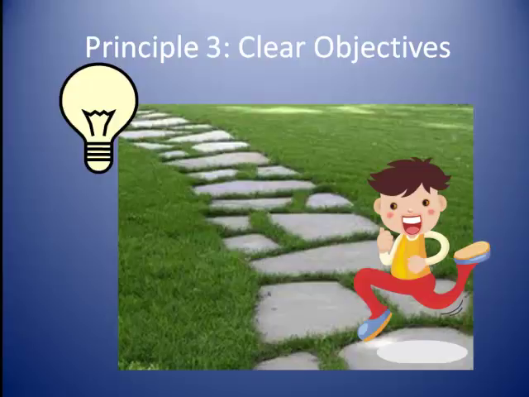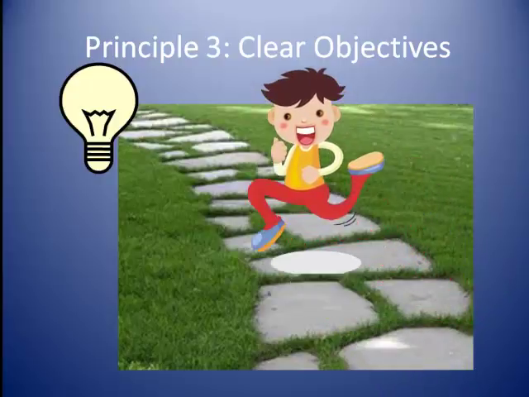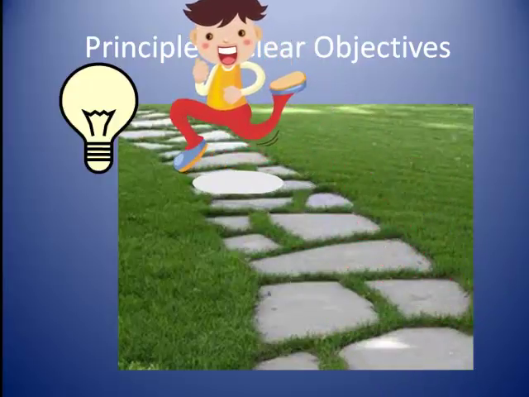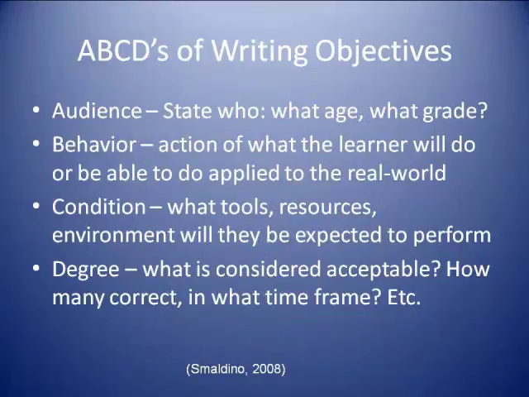Off to our third stop, Principle 3, Clear Objectives. Objectives should be thought of as stepping stones of what your students need to do and where you want them to go. Each step or objective should have a small achievable goal which was written based upon the ABCDs of objectives.